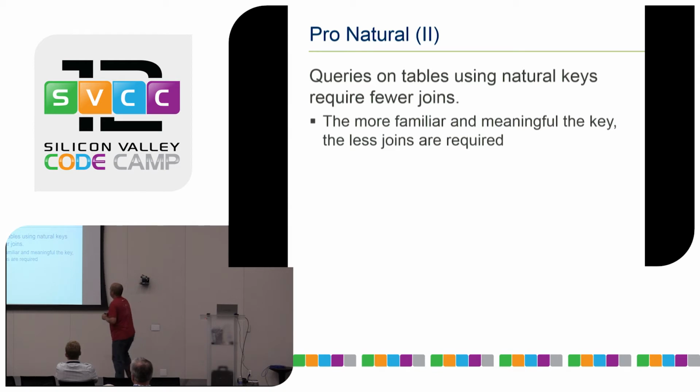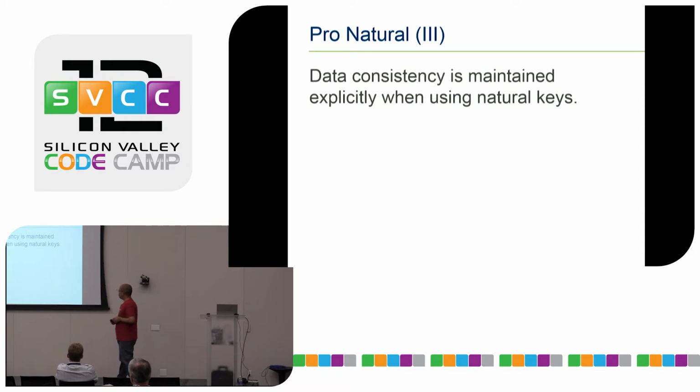And the more familiar and meaningful the key, and this is now the second desired trait of a key that we discussed, the first one was stable, this one will be familiar and meaningful. Because if this is what the users want to see, that's my best candidate for a key, because that piece of data is going to be in all the relevant tables. Bypass joins, I'll show you with code. Okay. Another thing, data consistency is maintained explicitly when using natural keys.